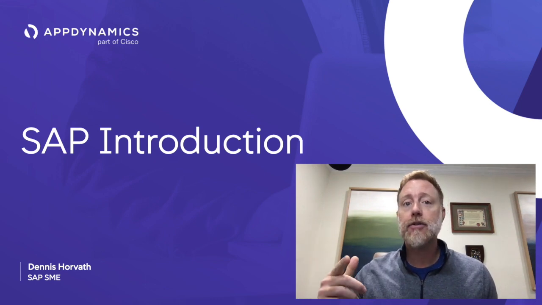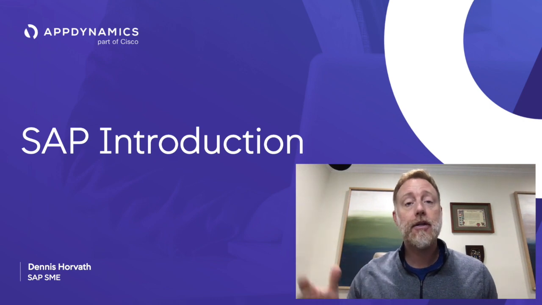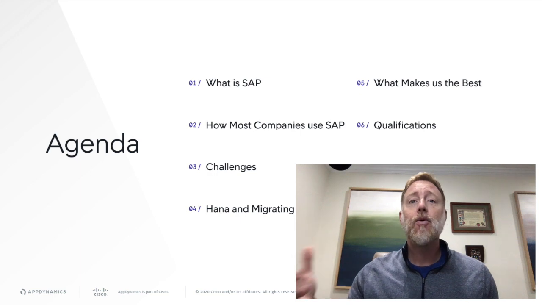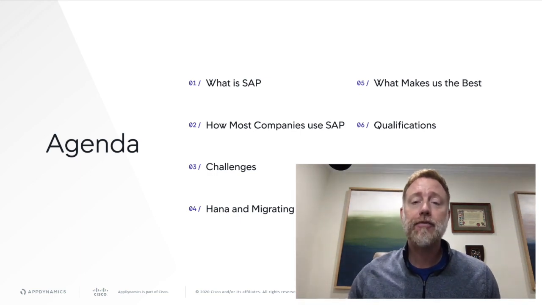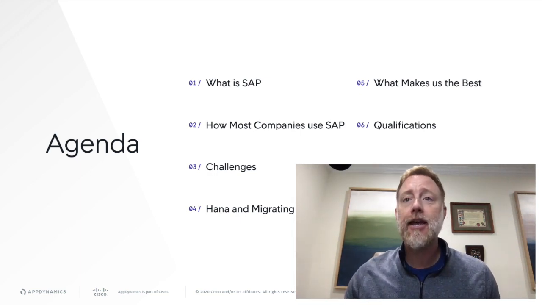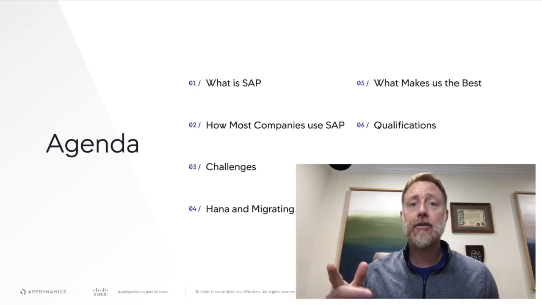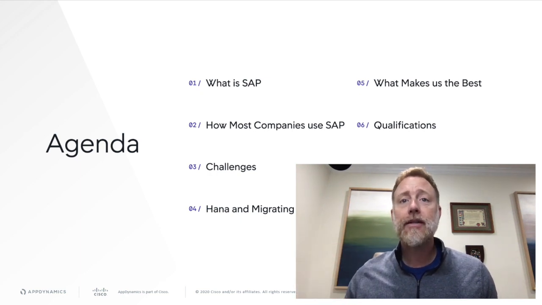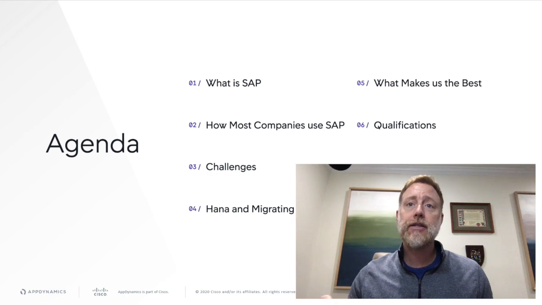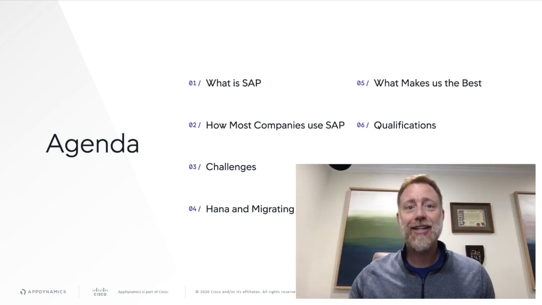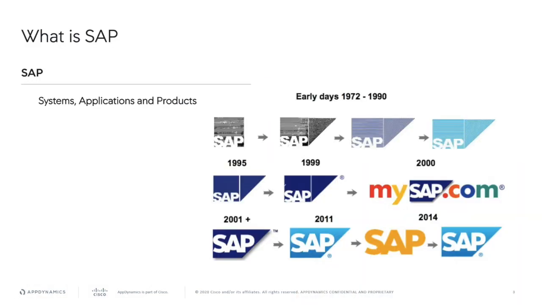And today we're just going to go over some high level things, including what is SAP, if you've not heard of it before, what most companies use SAP for, some challenges that they have, HANA, and if you haven't heard of that, you will soon, what makes us the best APM solution for SAP, and then our qualifications. Let's get started. So what is SAP?